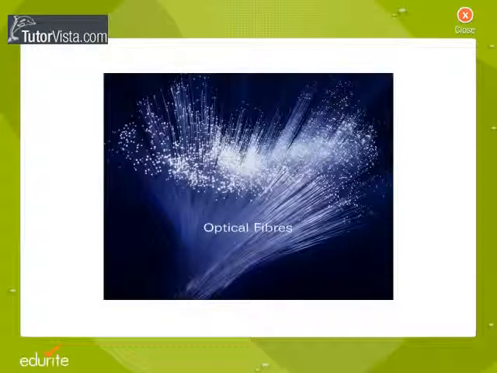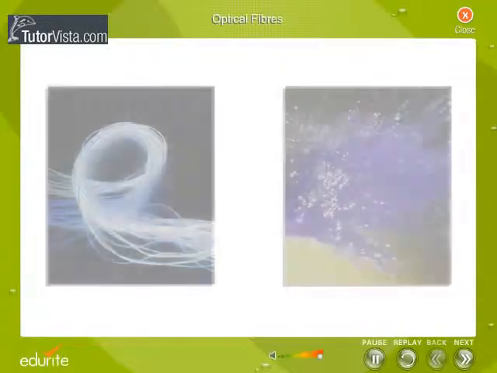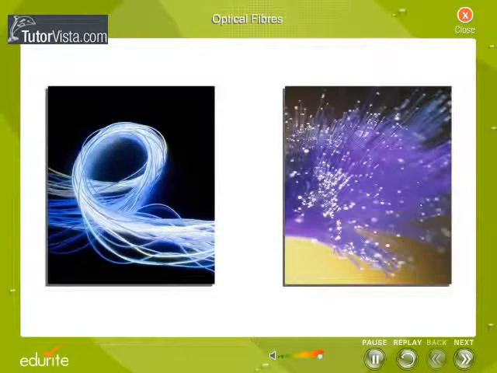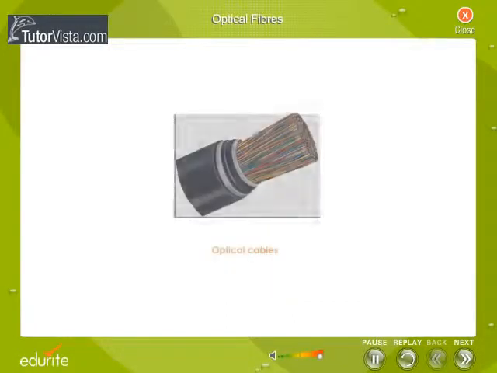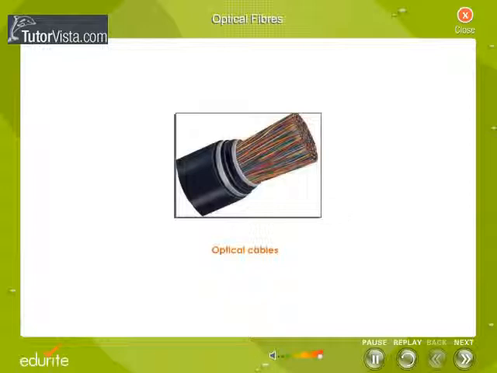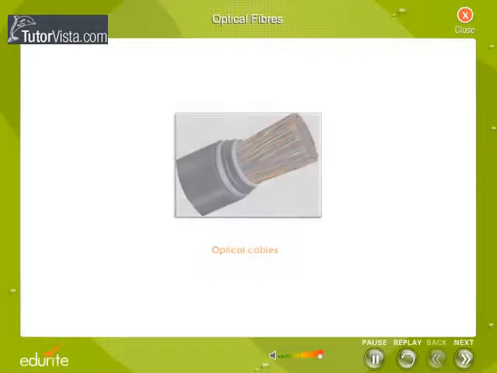Optical fibers. Optical fibers are long, thin strands of very pure glass about the diameter of a human hair. They are arranged in bundles called optical cables and are used to transmit light signals over long distances.